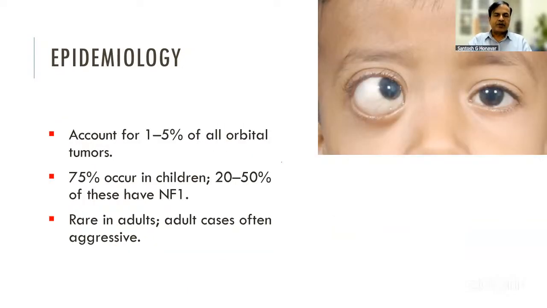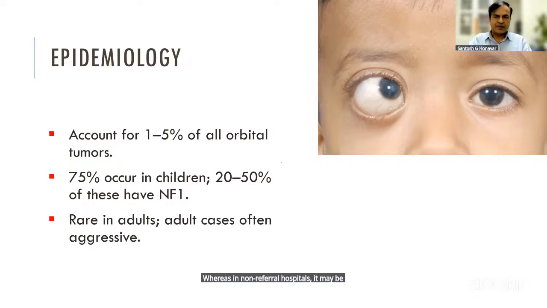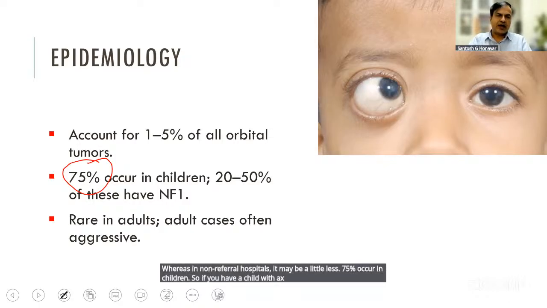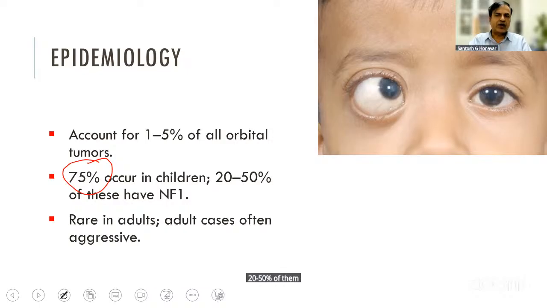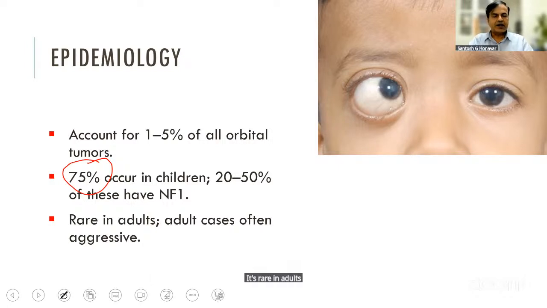If you look at the epidemiology, it accounts for about 1 to 5% of all orbital tumors, depending on the series that you look at. In referral hospitals, it may be a little more, whereas in non-referral hospitals, it may be a little less. 75% occur in children. So if you have a child with axial or abaxial, unilateral or bilateral proptosis with signs of neurofibromatosis, your first diagnosis would be an optic nerve glioma. 20 to 50% of them would have signs of neurofibromatosis. Younger babies may not have signs of neurofibromatosis yet, but they may develop such signs later. It's rare in adults, and adult cases are often aggressive.